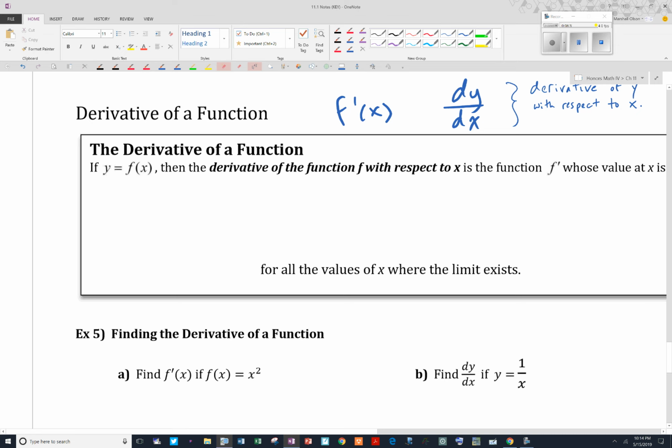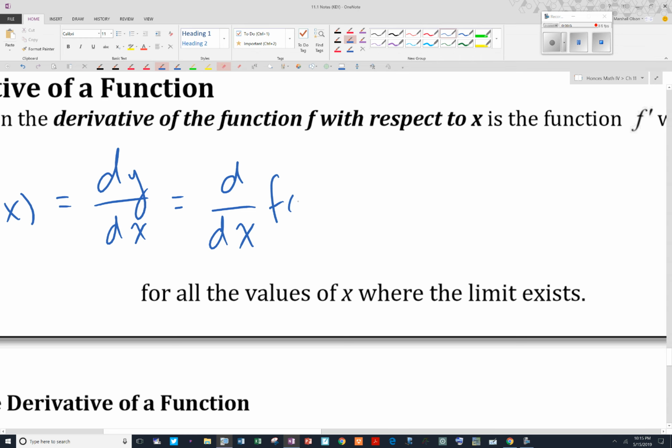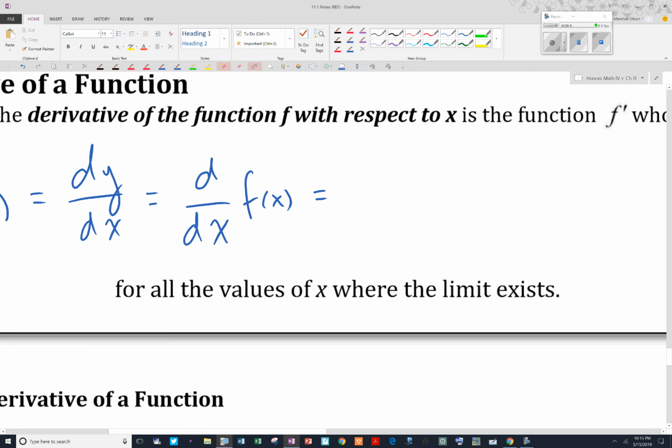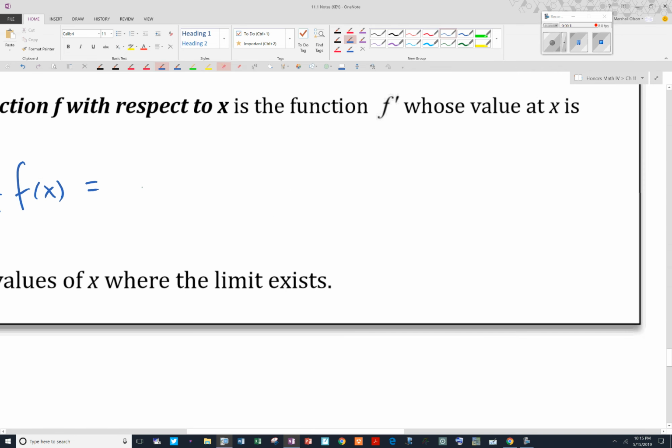If you're asked to find dy dx, you're being asked to find the derivative of y, or the function. So I'm going to write f prime of x, the derivative of some function f, which is also written as dy dx. Actually, one more notation that you might see, so I'm going to put it down here, is d dx of f, or of f of x. Okay, all of these things mean find the derivative of the original function f.